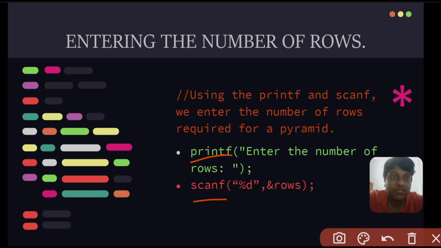And then we use scanf. Scanf is used to take user input from the keyboard. %d is the format specifier which is compulsorily used when we declare a scanf function. Here we use rows to store the data given by the user when he enters the number of rows.